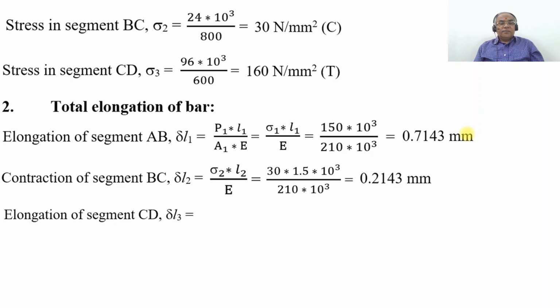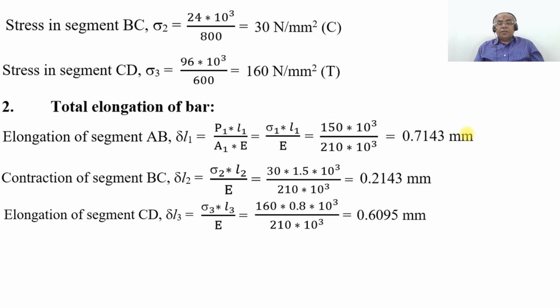Similarly, elongation of the segment CD will be equal to delta L3, which is sigma 3 into L3 by E, which is 160 into L3, which is 0.8 into 10 to the power of 3, divided by 210 into 10 to the power of 3, which is equal to 0.6095 mm, tensile. So elongation.